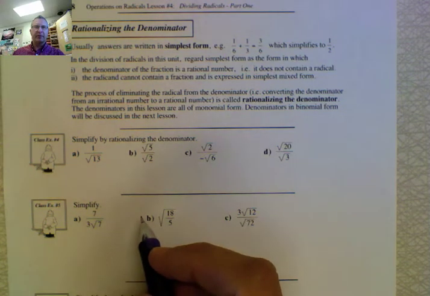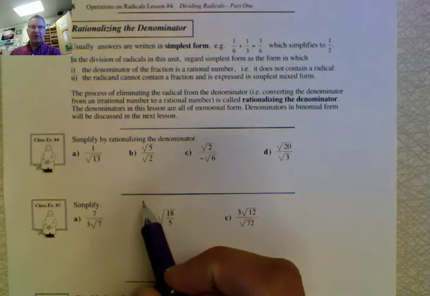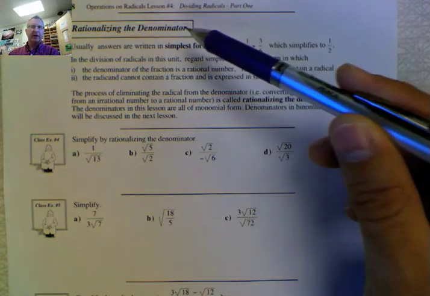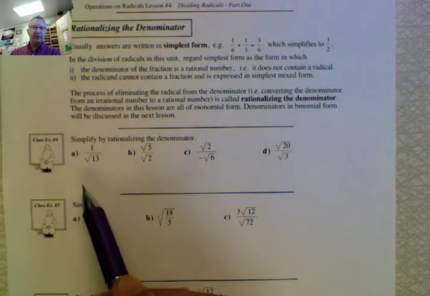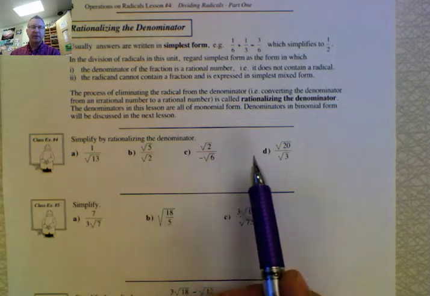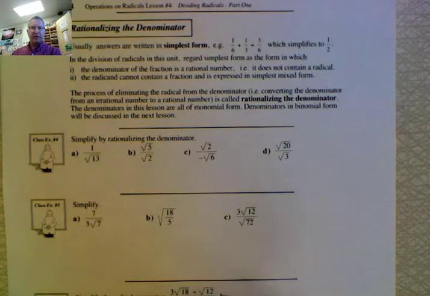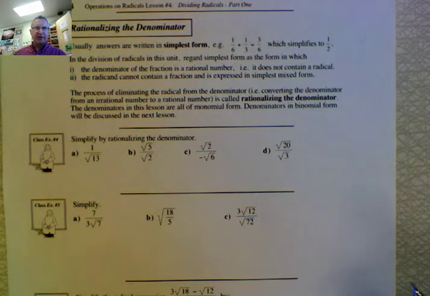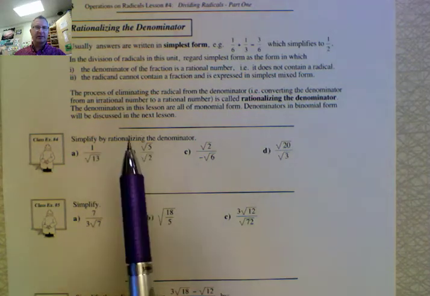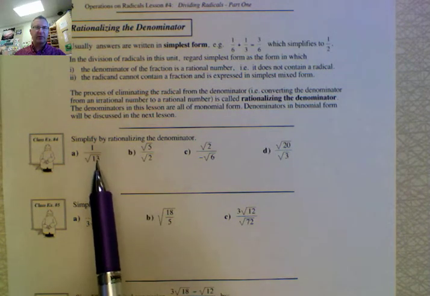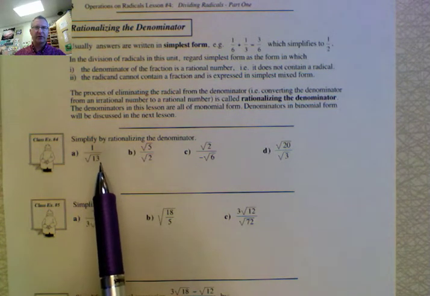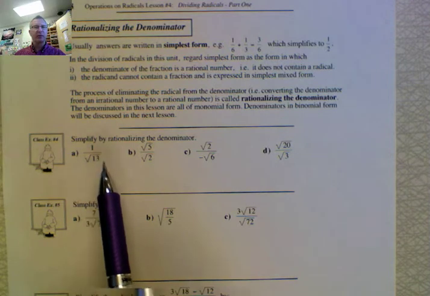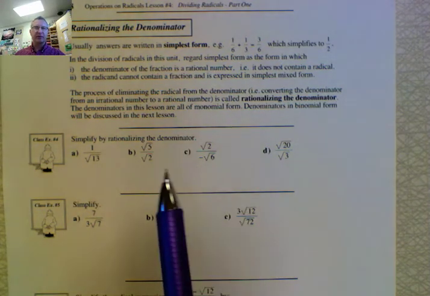So in the second video on dividing radicals, we're going to look at something called rationalizing the denominator. And really what that means is removing the radical from the denominator. Mathematicians are kind of an anal retentive lot, and they do not consider a fraction to be in simplest form when you have a radical in the denominator. So we need to talk about how we're going to remove the radical from the denominator.